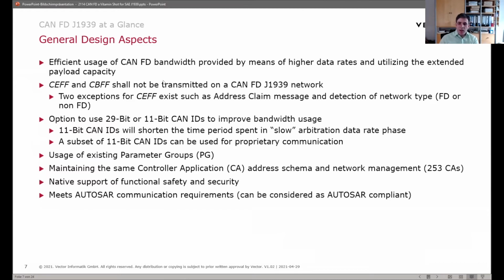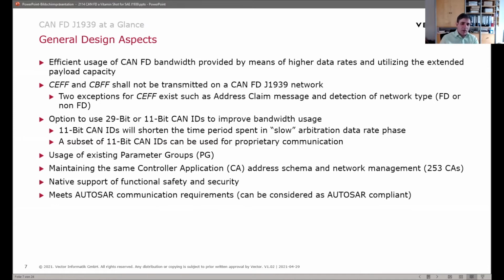We use the bandwidth as efficiently as possible. As a consequence, the communication with the new CAN FD is limited to really FD-based communication. So the classical extended frames and the classical basic frames shall not be transmitted on a J1939 network. So there is not really a compatibility where you can plug an old device into a new network and everything will work in parallel. So it is really one or the other.